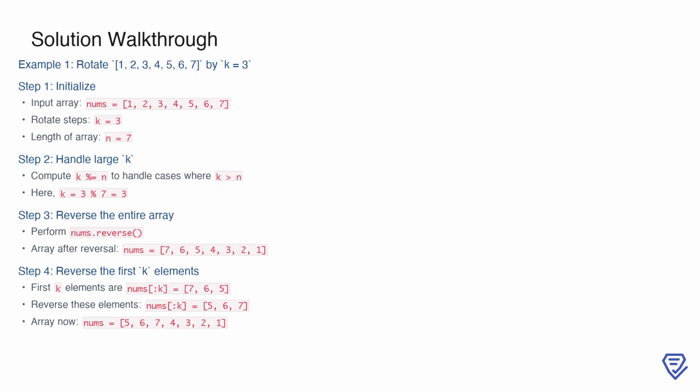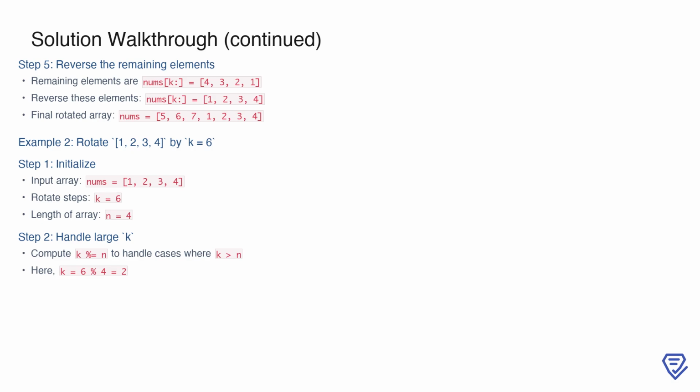Now, we reverse the entire array, which changes it to [7, 6, 5, 4, 3, 2, 1]. This reversal sets us up for the next steps. After that, we reverse the first k elements, which are 7, 6, 5. Reversing them gives 5, 6, 7, and the array updates to [5, 6, 7, 4, 3, 2, 1]. Next, we reverse the remaining elements of the array, which are 4, 3, 2, 1. Reversing these gives 1, 2, 3, 4, and the final rotated array becomes [5, 6, 7, 1, 2, 3, 4].